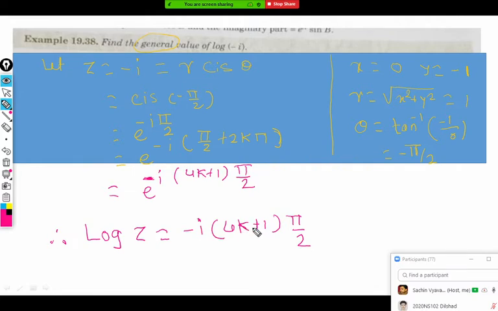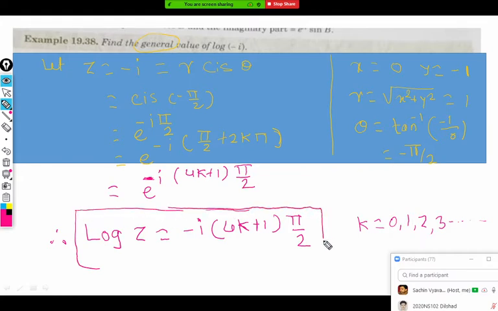For each value of k, k can take any value, say 0, 1, 2, 3, and so on. These are infinite values, so this logarithm is known as a general logarithm. Can anyone tell me the value of a principal log? It is not asked in the question actually. The question is to find the general log only. So this is the end of the question.